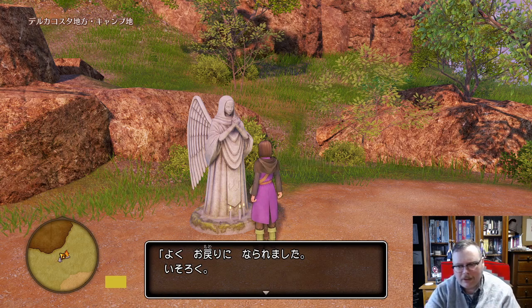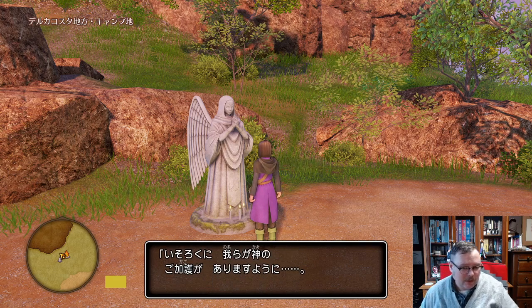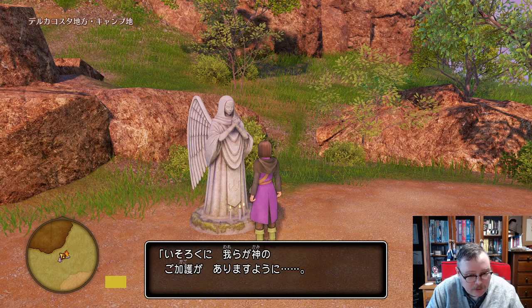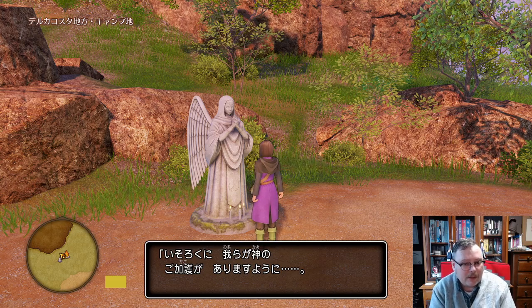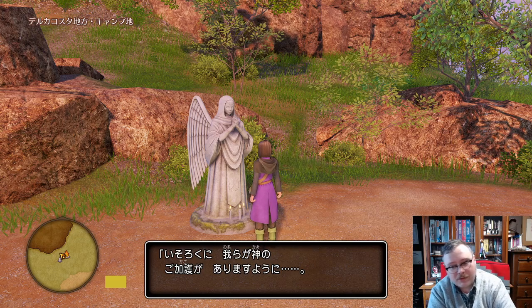For now, that's probably enough explanation on that weirdness. I bet we're going to get a little bit more here. Okay, "Isoroku ni warira ga kami no go kago ni arimasu you ni." Okay, so just to translate this, it's the Bible talk again. May the blessings of us, the gods, be upon Isoroku.